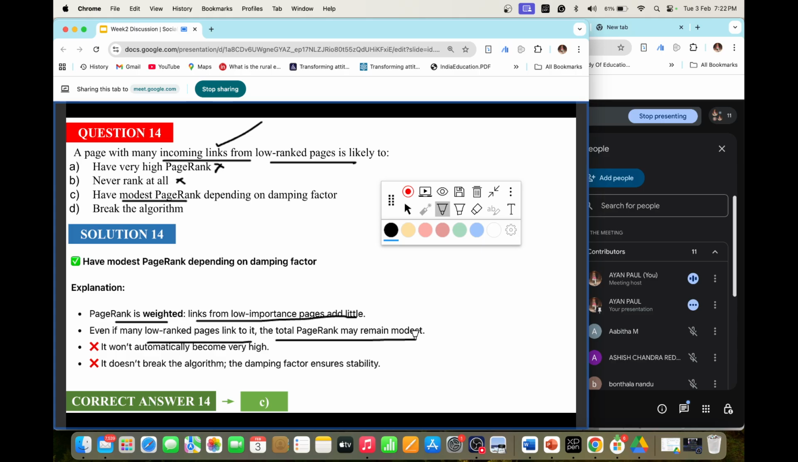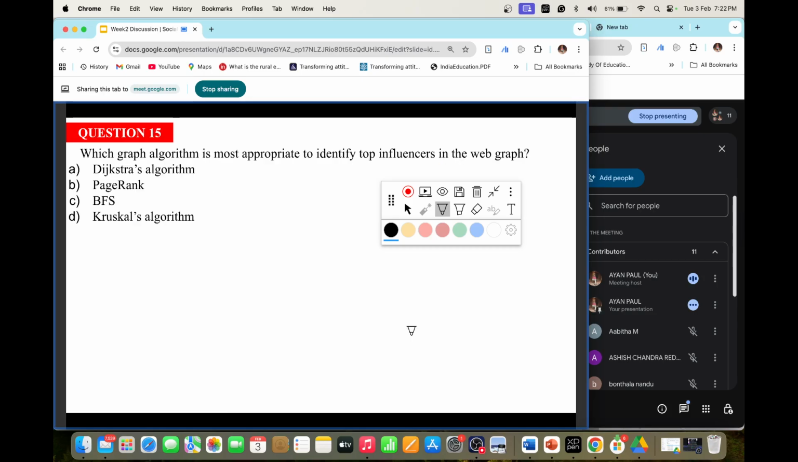Okay, so till now you are just familiar with the term, and whenever we discuss that, we will see all these formulas. So that will be clear to you all. Okay, so let's discuss question number 15.